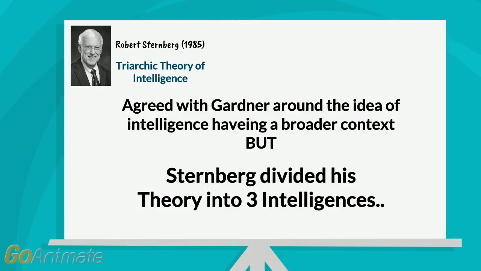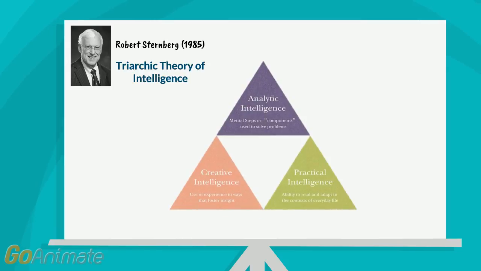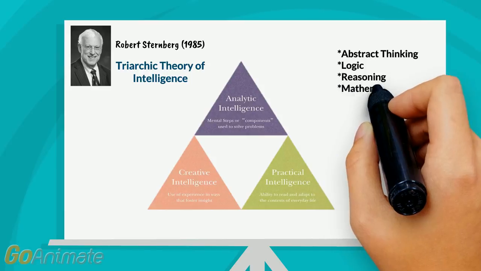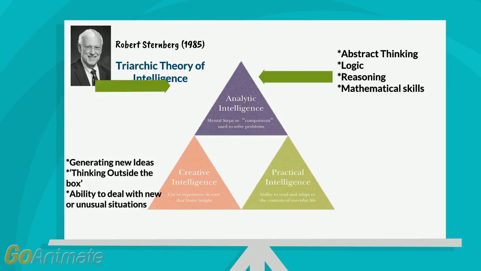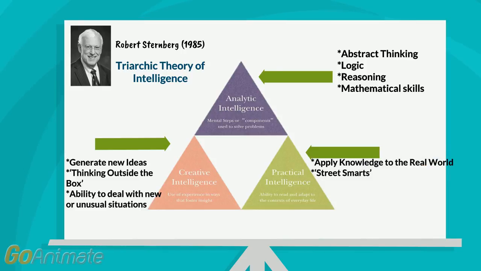However, Sternberg divided his theory into 3 intelligences: analytical, creative, and practical. Analytical intelligence includes abstract thinking, logic, reasoning, and mathematical skills. Creative intelligence focuses on generating new ideas or thinking outside the box, and an ability to deal with new or unusual situations. Finally, practical intelligence centers on the ability to apply knowledge to the real world. This will commonly be referred to as street smarts.